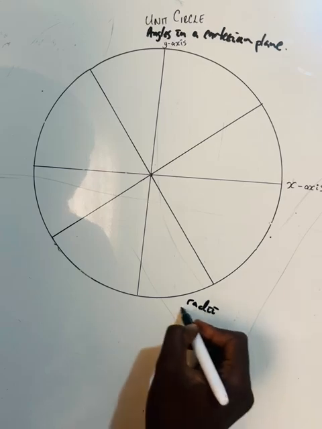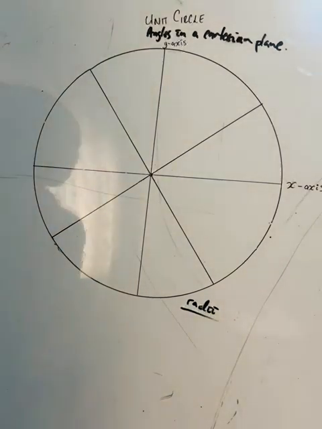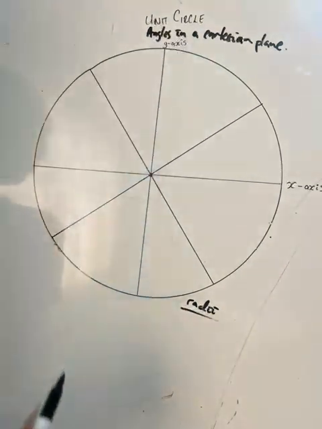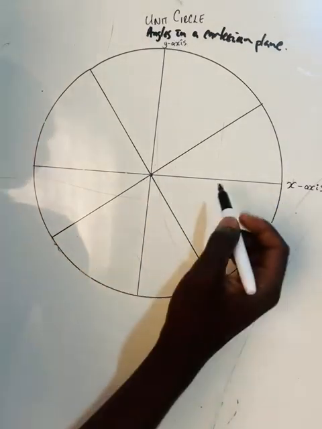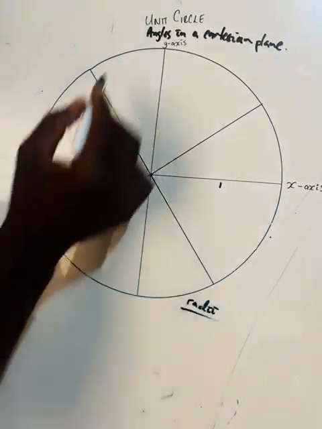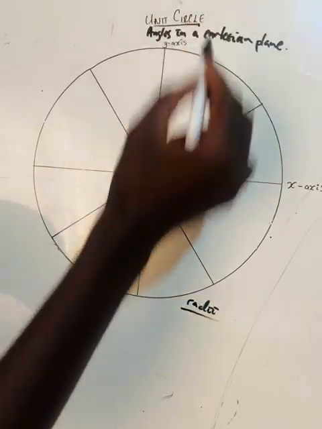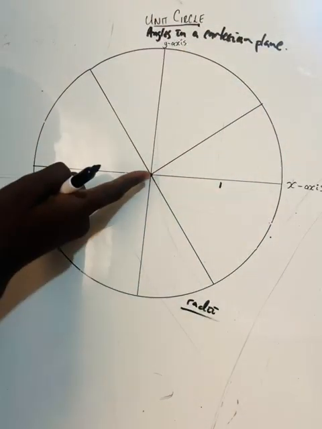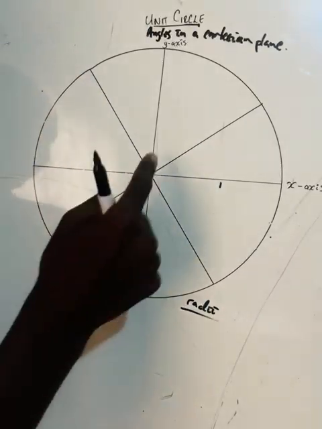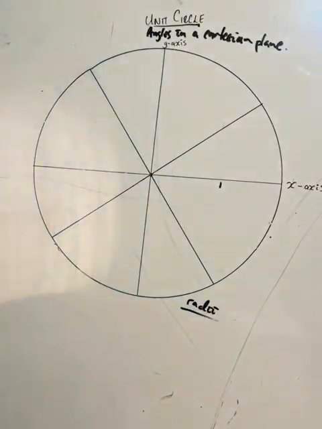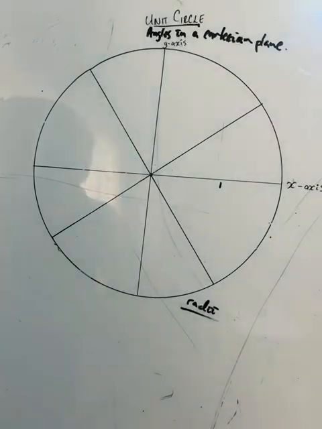Radii. Now, the reason why it's called a unit circle is because the distance from the point of origin to the circumference is 1. That's why it's called a unit circle. So if this is 1 there, it means there it's 1, and 1, and 1 all the way around. That's what it means.